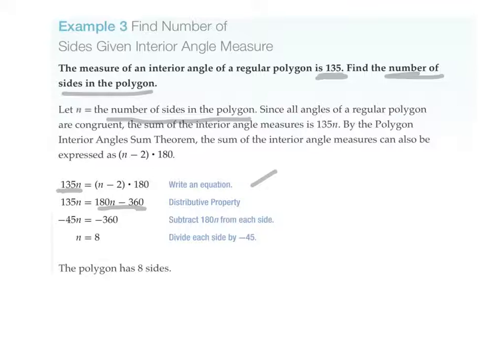So 135n subtract 180n will give you negative 45n, and that must equal negative 360. Divide through by negative 45, you get n equals 8. So it's an 8-sided shape.